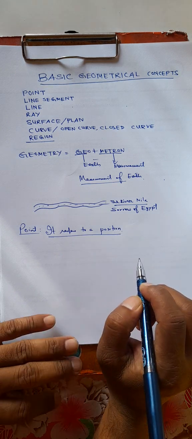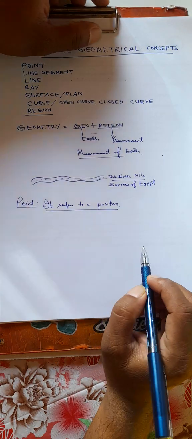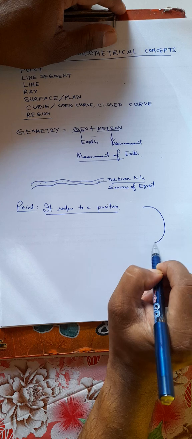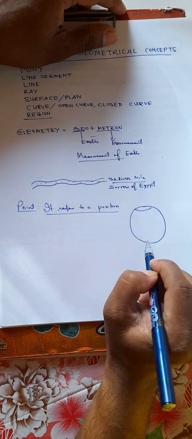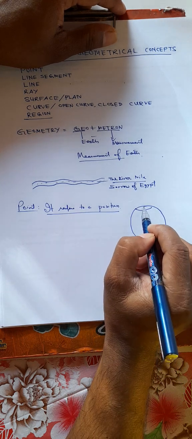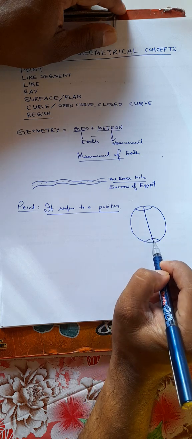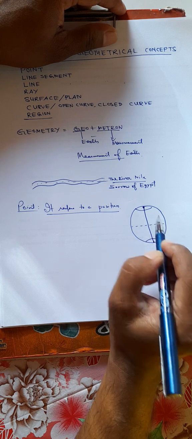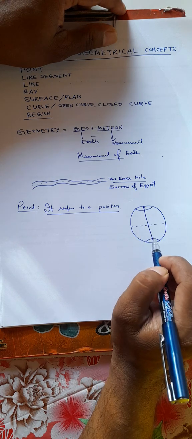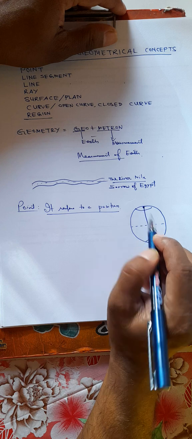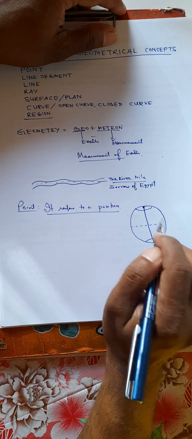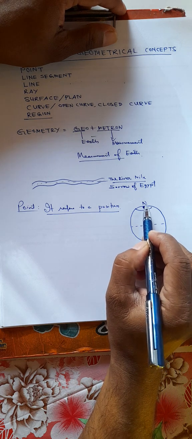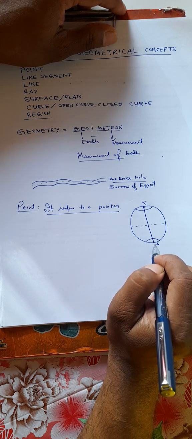Say for example, when we say the North Pole and South Pole, you remember the axis of the earth. The axis of the earth ends at these 2 points. One is called South Pole and one is called North Pole. This is the equator. So the end points of the axis of the earth are called poles. This is North Pole and this is South Pole. So this point refers to the North Pole and this refers to the South Pole.